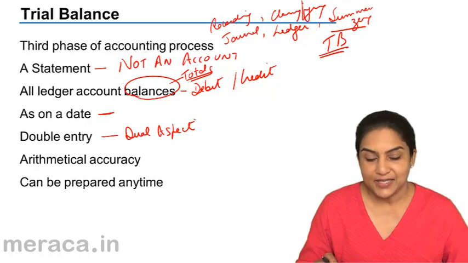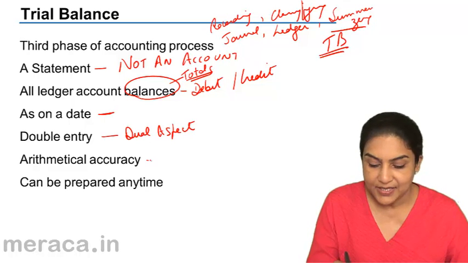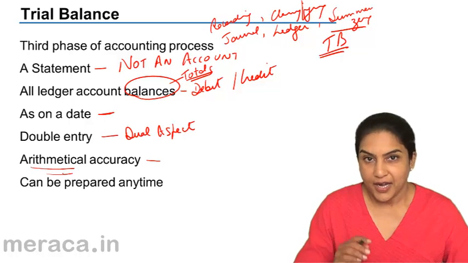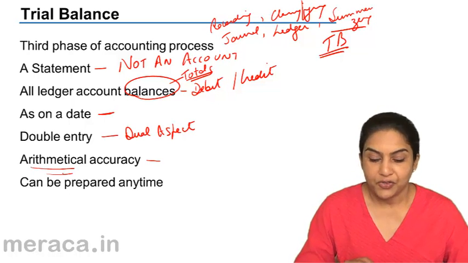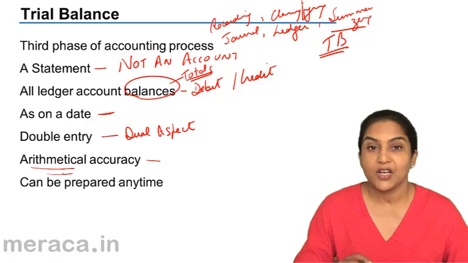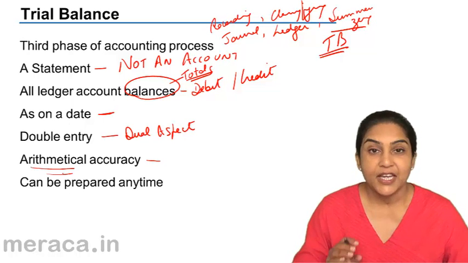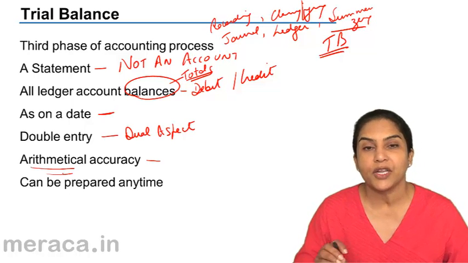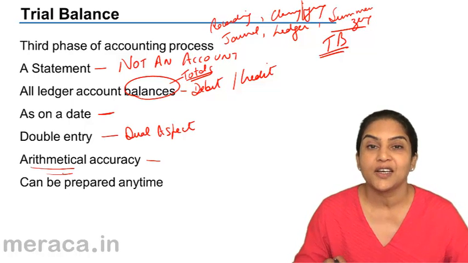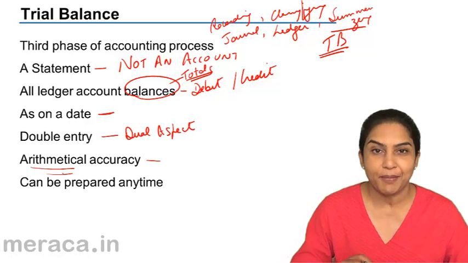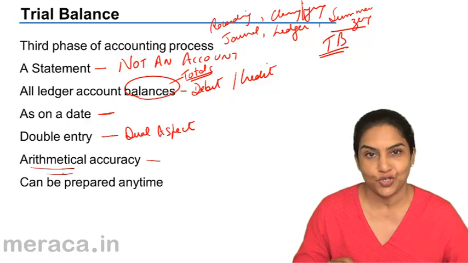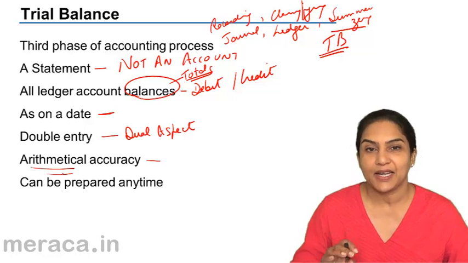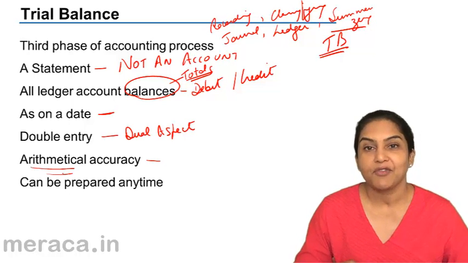Therefore, in a way, we can say that the trial balance checks the arithmetical accuracy of the books of account, because the debit should be equal to the credit. If we prepare a trial balance and the total of the debit side is not equal to the total of the credit side, or the total of the debit balances is not equal to the total of the credit balances, then we know arithmetically there is some mistake that we have made.